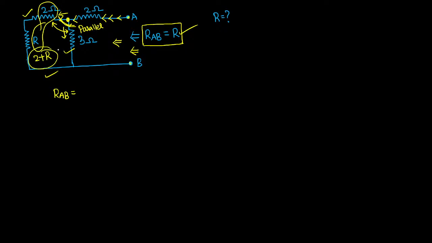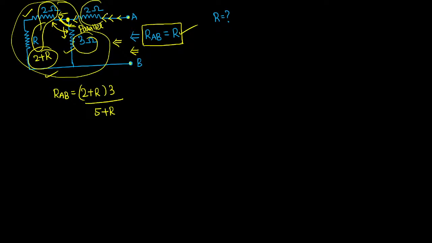So the total resistance 2 plus R and these three both are connected in parallel. You know how to calculate the R equivalent. 2 plus R into 3 divided by 3 plus 2 plus R, that is 5 plus R. And then you know this total R equivalent will be in series with this 2 ohm from here, plus 2. This is the total RAB.